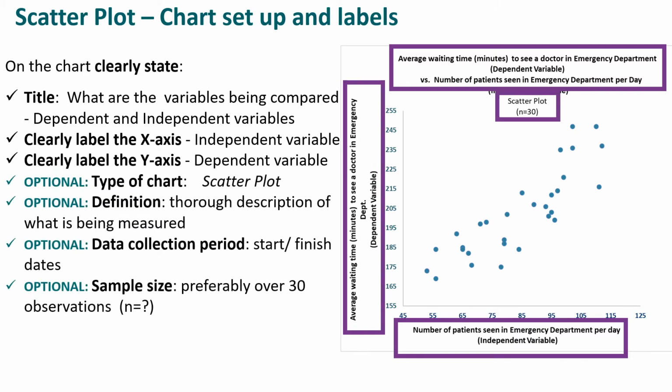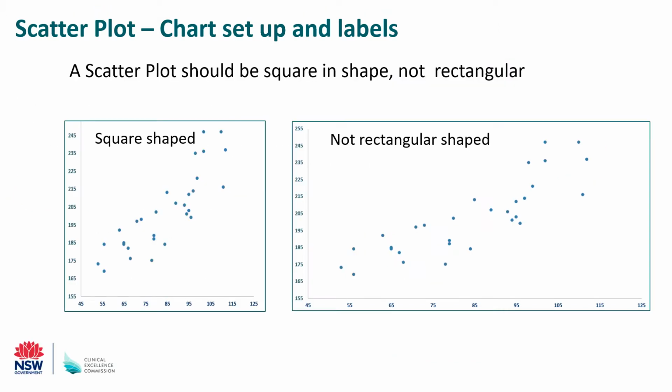Some optional things you can think about doing is stating what type of chart it is, in other words, it's a scatter plot. The definition, such as a thorough description of what is being measured. The data collection period, the start and finish time of, say, the audit or the survey. And the sample size, what n is, and preferably we'd like to see that to be over 30 observations. And also the shape of the scatter plot should be square, not rectangular. A scatter plot should be square in shape, not rectangular.